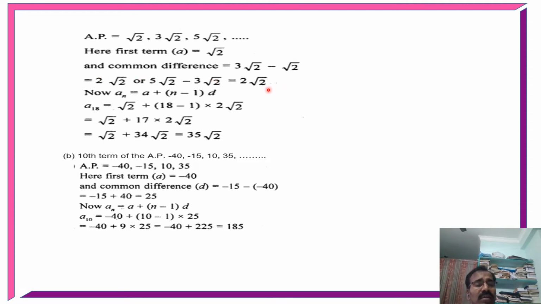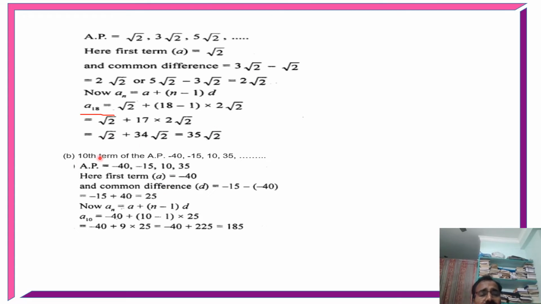We will use the formula an equals a plus n minus 1 times d. We need to find the 18th term, which is nothing but a plus 17d. Root 2 is a, 17 into 2 root 2, so root 2 plus 34 root 2. If you add 34 root 2s with 1 root 2, we get 35 root 2. So the 18th term is 35 root 2. In a similar manner, we can find whichever term we need.